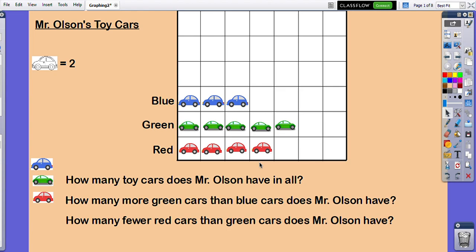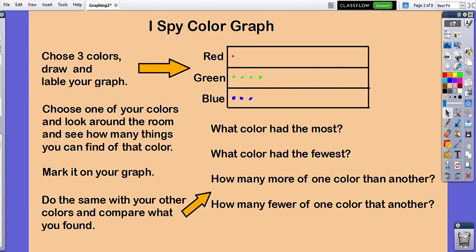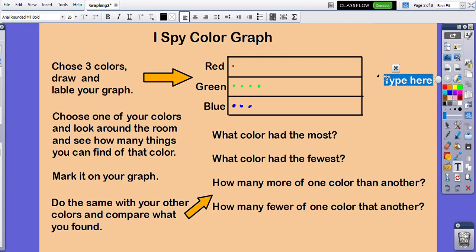So it's very important that we look at this and don't forget that we're counting now by 2s on our graph. So today, you can use the same graph that you made yesterday, your I Spy color graph, or you can make a new one. But what I want you to do is change, for when you're answering the questions, that each dot is going to equal 2. Okay, so each dot equals 2.